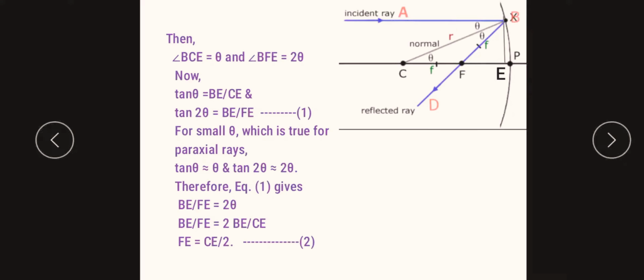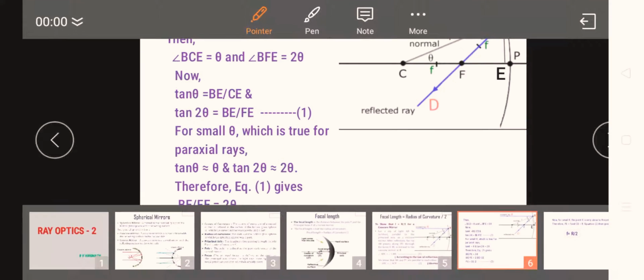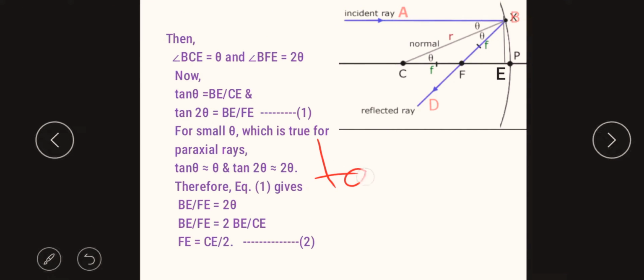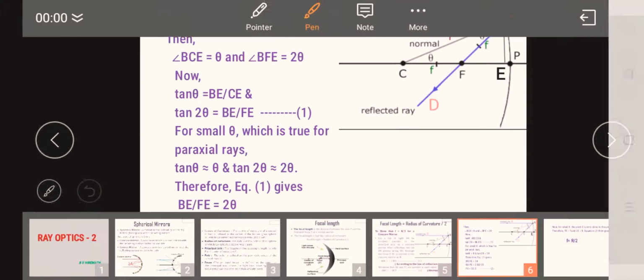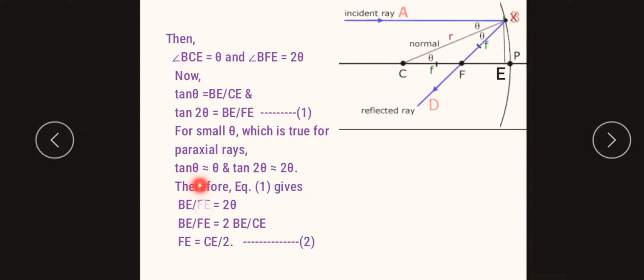For a small angle theta, which is true for paraxial rays, tan theta can be considered as theta, and tan 2 theta is considered as 2 theta only. If it is a small angle in paraxial rays, tan theta is considered as theta, and tan 2 theta is considered as 2 theta.